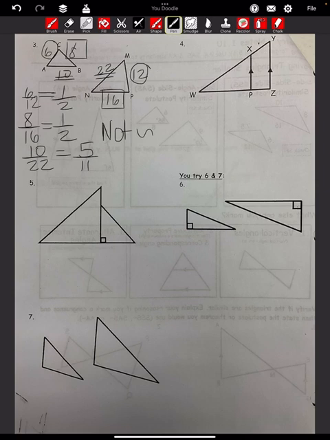All right, number 4, I'm going to have to tell you some things. Actually, I really don't need to tell you anything. The first thing is we're going to say reflexive, because you notice the big triangle here shares W, and the small triangle here shares W. So we know that's reflexive. So we're going to say reflexive.